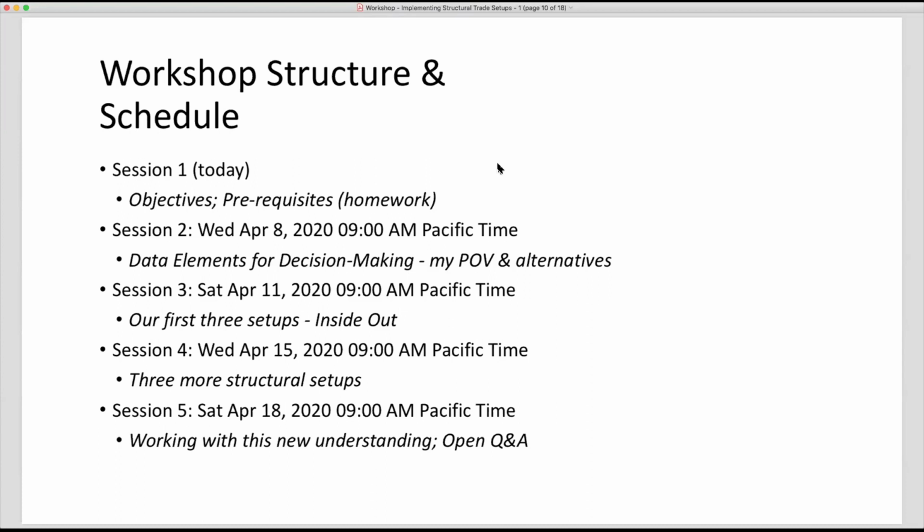In session 4, I'm going to introduce 3 more setups, which are not inside-out setups. Some of them are outside in, funnily enough. Some of them are neither inside out nor outside in. Then on session 5, we're going to have a wrap up where we check where we've got to versus the objectives, discuss how we can work with this framework of understanding, give you some ideas on how to do your own research, and also do an open Q&A around the whole workshop. But obviously in each session, we'll do specific Q&A around the material that's been presented.